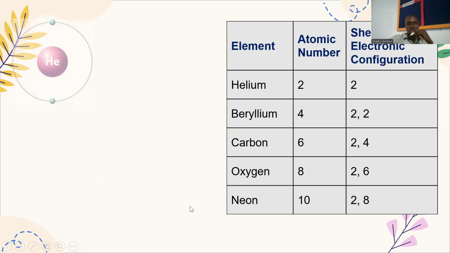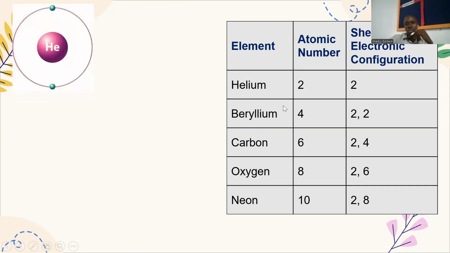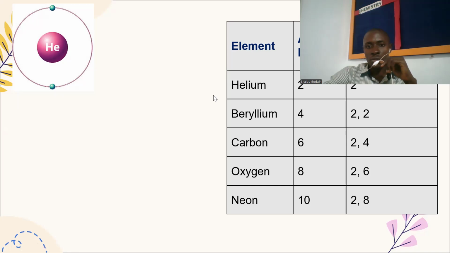So this is the electronic configuration for other elements. For example, helium has atomic number of 2. It means it has 2 electrons, and then all the electrons will be in the K shell. Beryllium has atomic number of 4. 2 electrons will be in the K shell and 2 will be in the L shell. That's why it's written as 2, 2.